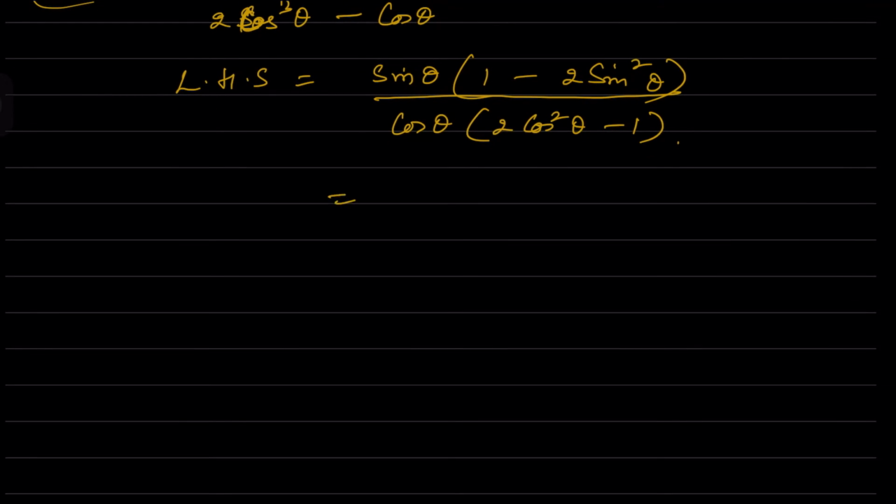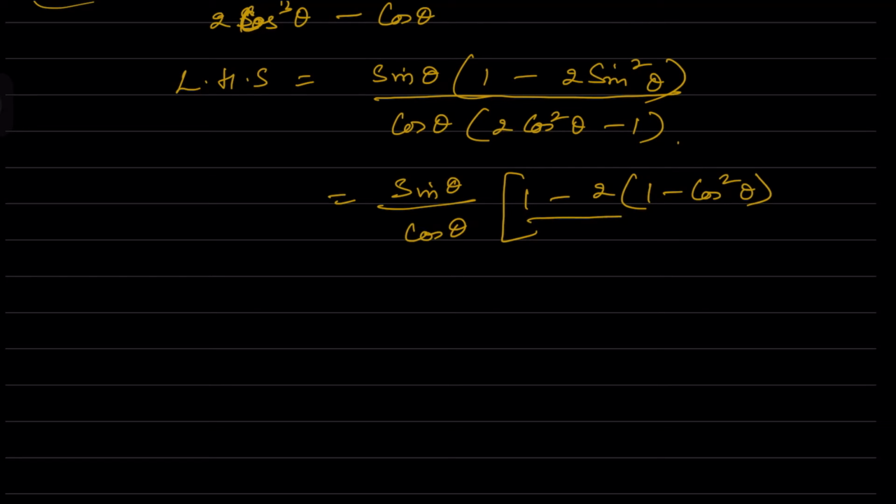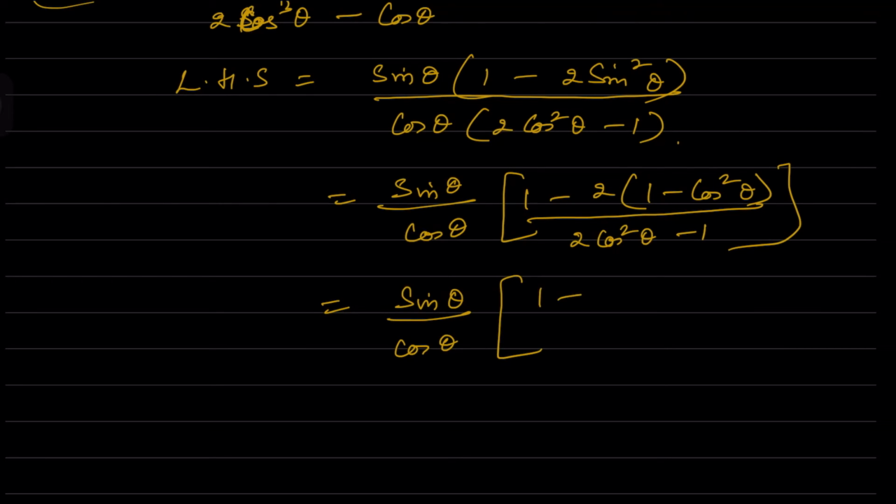So now this can be written as sin theta by cos theta into (1 minus 2 into (1 minus cos square theta)) divided by (2 cos square theta minus 1). So which is equal to sin theta by cos theta into (1 minus 2 plus 2 cos square theta) divided by (2 cos square theta minus 1).